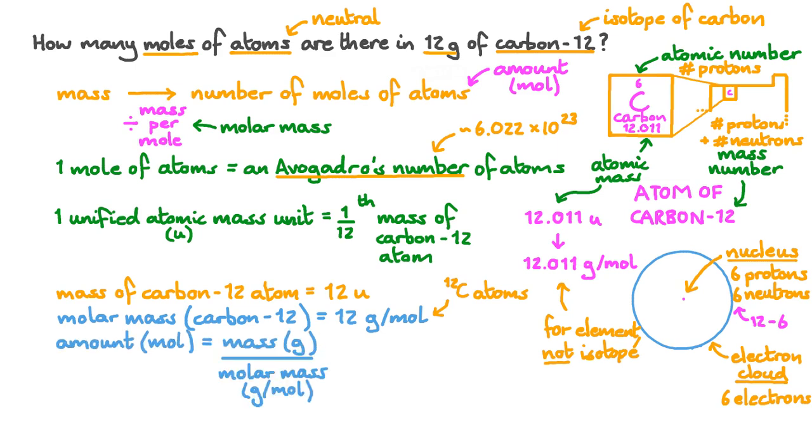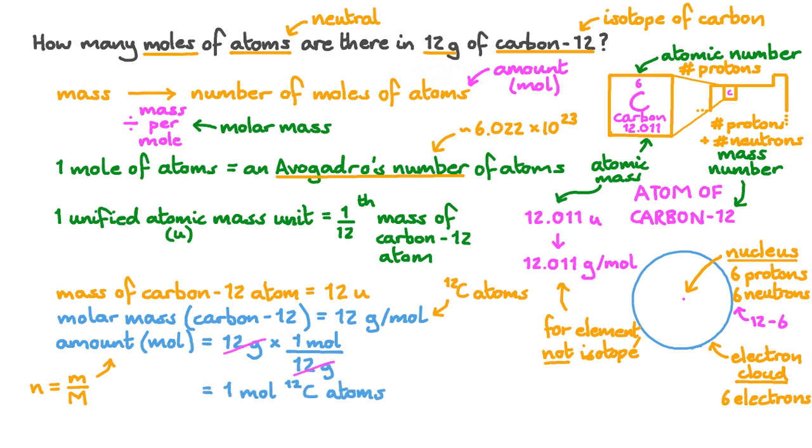We can work out the number of moles of atoms in 12 grams of carbon-12 by taking the mass and dividing by the molar mass. You might see this written as n is equal to m divided by capital M. So our amount is 12 grams multiplied by 1 mole for every 12 grams, giving us our final answer of exactly 1 mole of carbon-12 atoms. Therefore, the number of moles of atoms in 12 grams of carbon-12 is 1 mole.